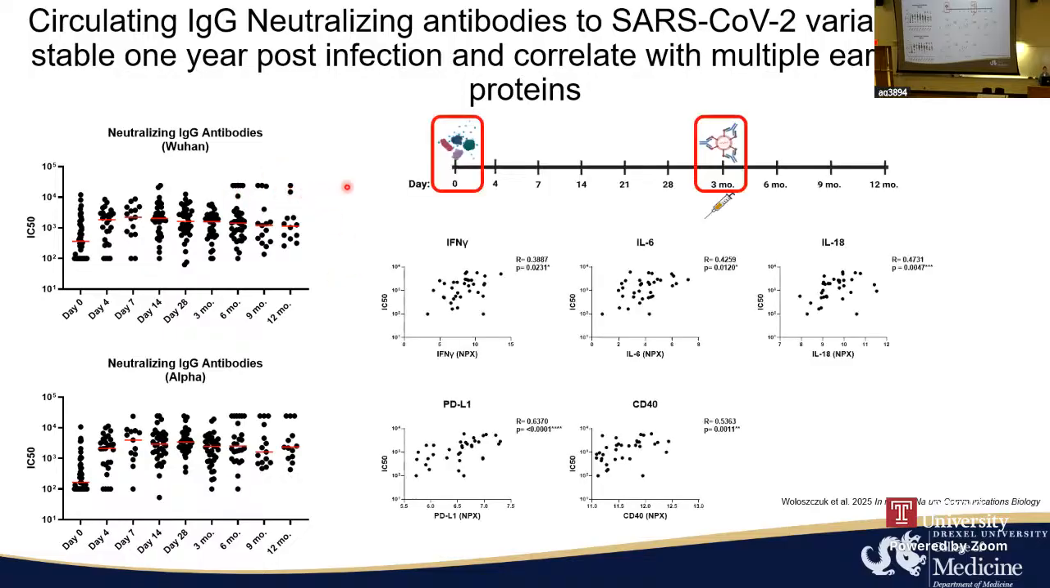Similarly, we're trying to establish which pro-inflammatory cytokines or chemokines are either positively or negatively associated. And once again, we see this trend of pro-inflammatory cytokines that are positively associated, including interferon gamma, IL-6, and IL-18. We're also seeing important T cell receptors such as PD-L1 and CD40 as well.